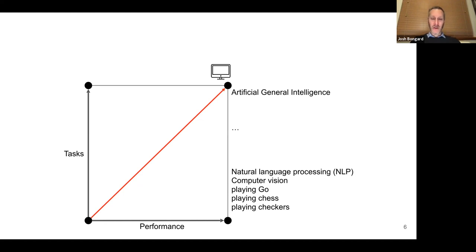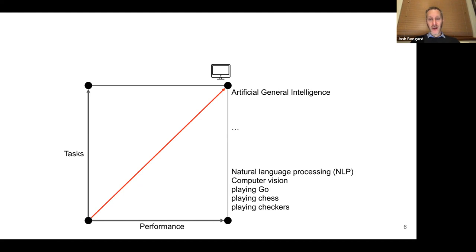So now algorithms that try and expose machines to an increasing number of tasks, you can think of as a vector that lies along some diagonal. You may or may not believe that AGI is possible, but the research paradigm really in AI and robotics is how far up and to the right can we push in this two-dimensional plane.